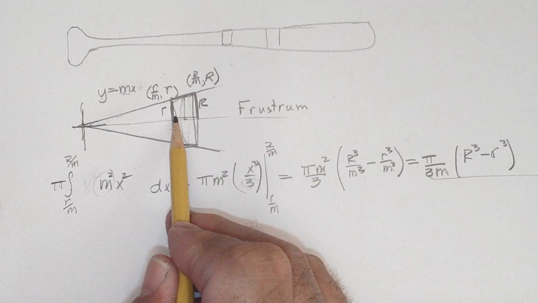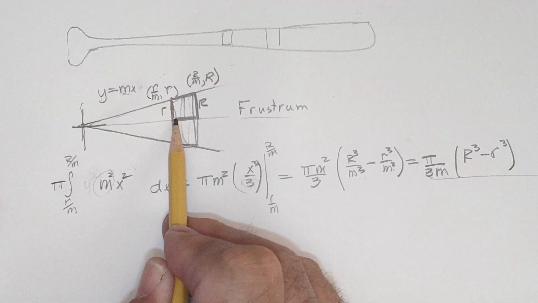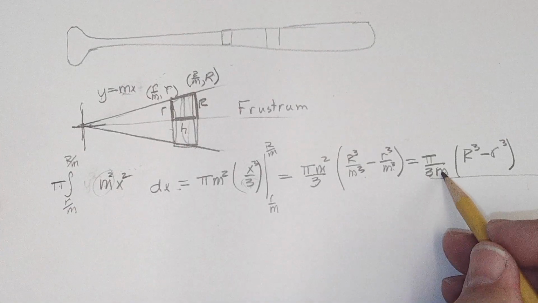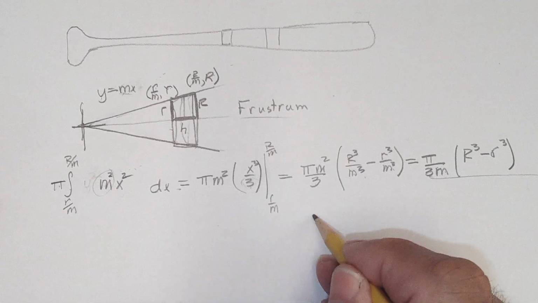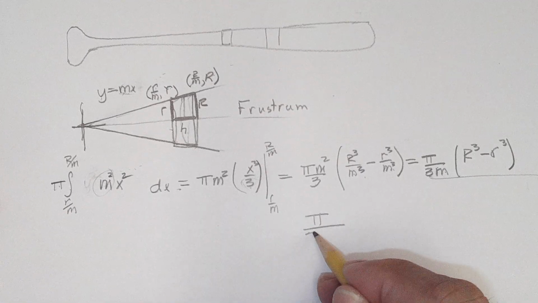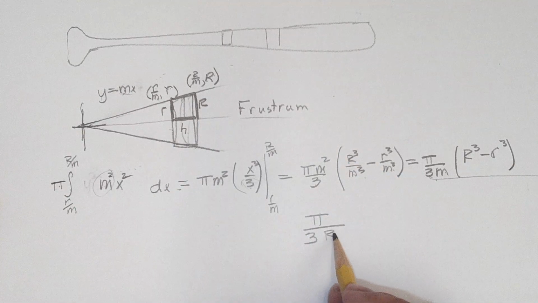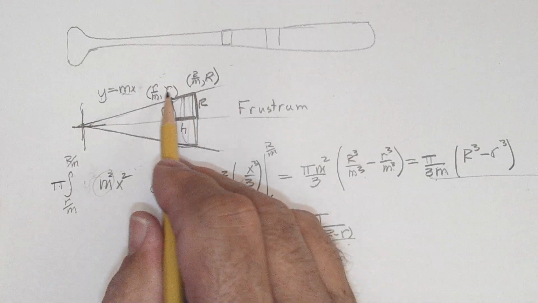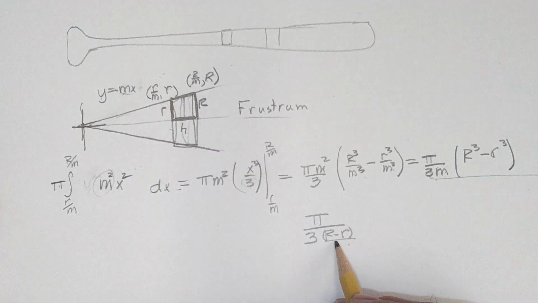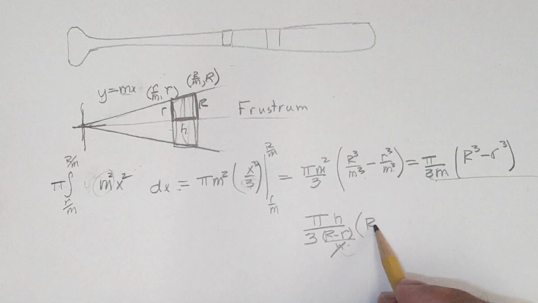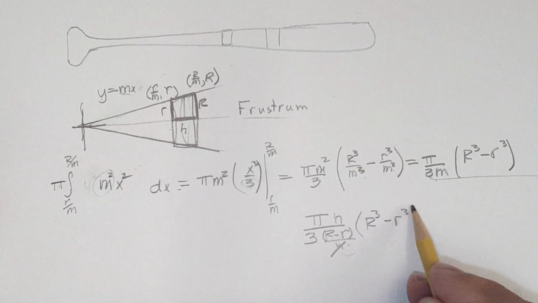Well, the change in x is this distance, which I'm going to call the height of the frustum. So this is going to be pi over 3, the slope, which is big R minus little r, divided by the change in x, which is h. So if I invert and multiply, the h would end up here, and then I'd have it times big R cubed minus little r cubed.